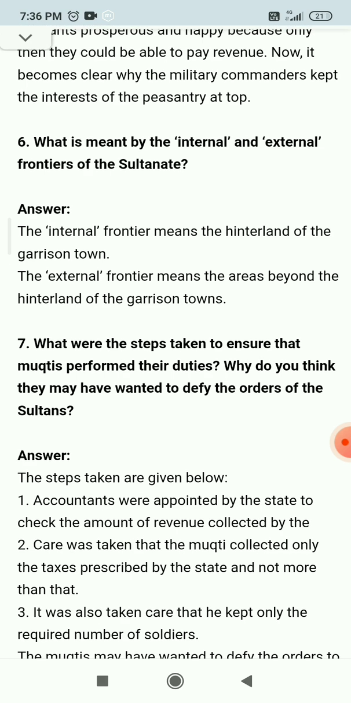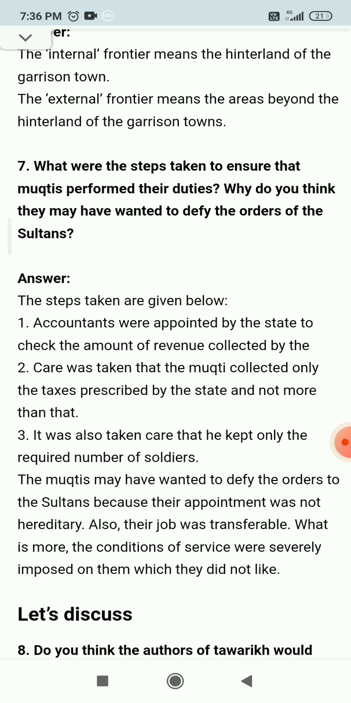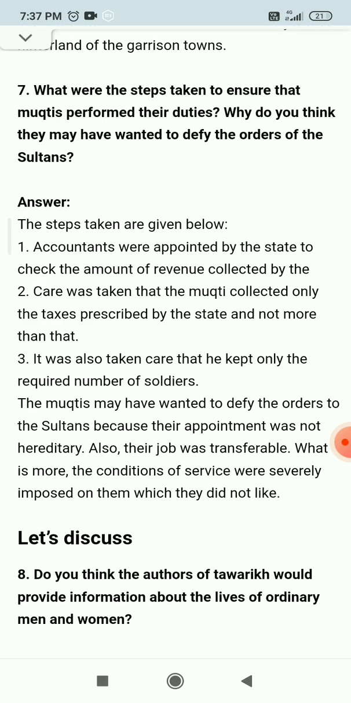Next, what were the steps taken to ensure that Muktis perform their duties? Why do you think they may have wanted to defy the orders of the sultans? Answer, the steps taken are given below. Accountants were first appointed by the state to check the amount of revenue collected by the mukti. Care was taken that the mukti collected only the taxes prescribed by the state and not more than that. It was also taken care that he kept only the required number of soldiers.